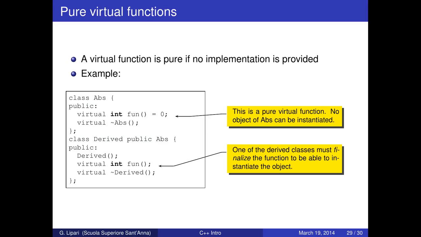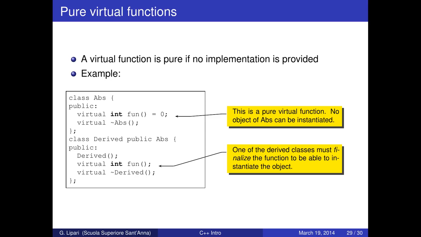So the last thing today is the fact that a virtual function is pure if no implementation is provided. And this is an example. We have already seen it in shape and already answered the question before. So fun is a pure virtual function. This means also that class ABS, the abstract class, cannot be instantiated, while the derived class is going to finalize, so declare the implementation of function fun, and so you can define objects of class derived.